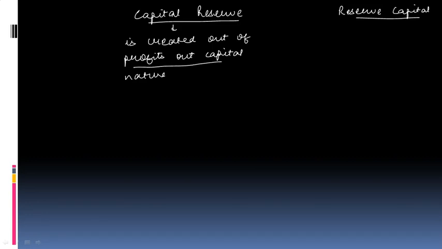Now the next part is something known as capital reserve. And the next is reserve capital. Capital reserve or reserve capital. Capital reserve here is created out of profits of capital nature. Profits of capital nature. What does it mean, profits of capital nature?